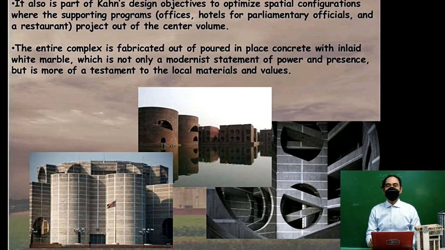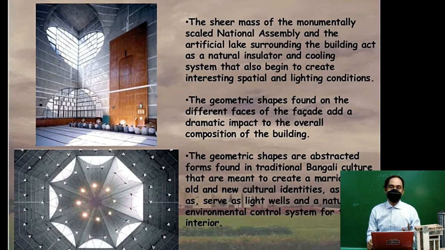The entire complex is fabricated out of poured in place concrete with inlaid white marble, which is not only a modernist statement of power and presence, but is more of a testament to the local materials and values. So meaning to say, Louis Kahn gave importance to local, vernacular materials, such as in India, where bricks are abundant. So he uses lots of brick for Indian designed buildings.